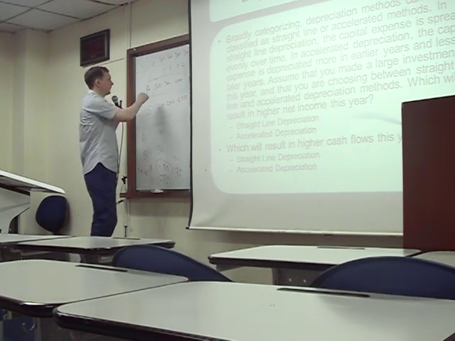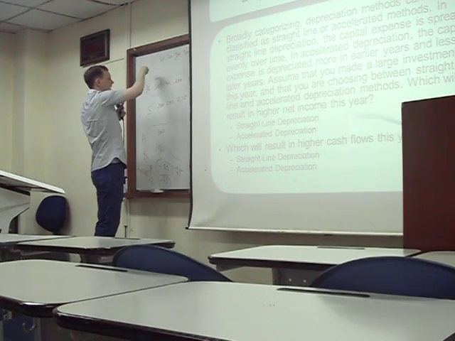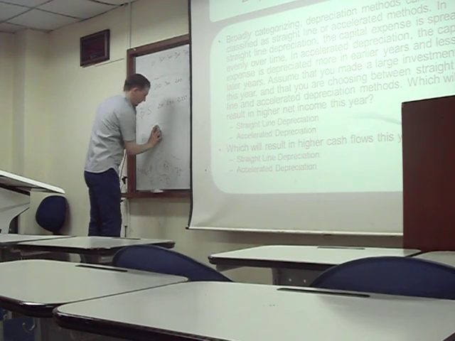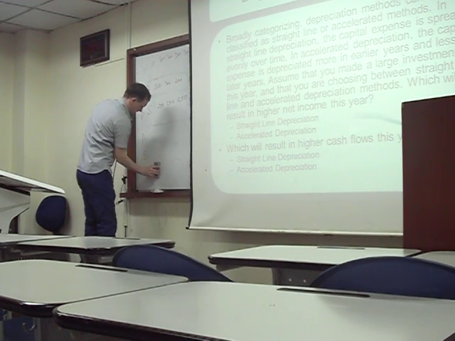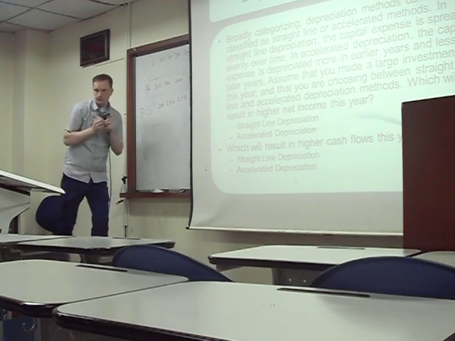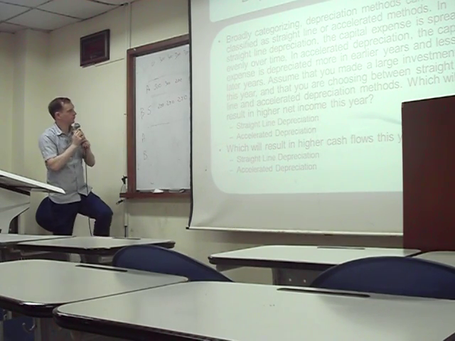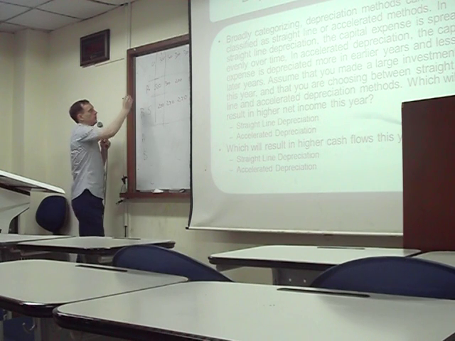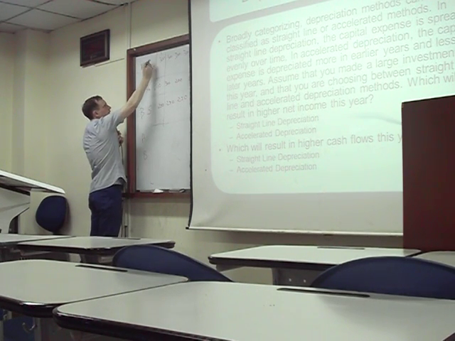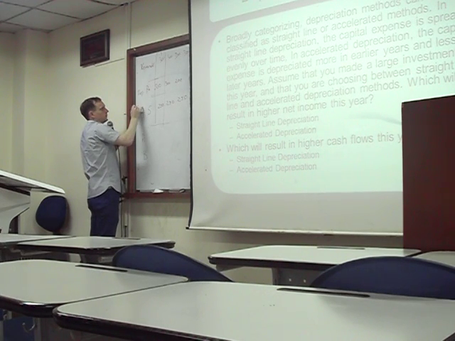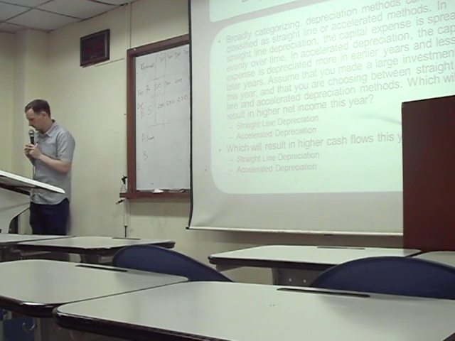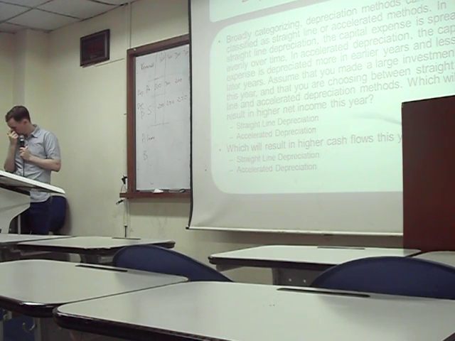We're going to have 300 minus 500, or 300 minus 250, A and B. What will A's net income be? And what will B's net income be? For year one. This is revenue. This is depreciation. And then here, income. What's the income going to be? Have a think about it.